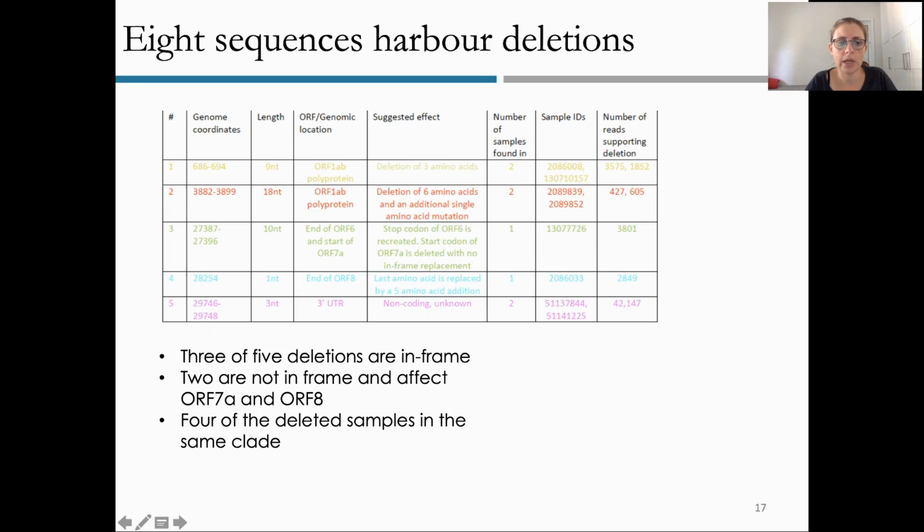I'm going to skip the sentence and just say that one hypothesis is that ORF7A is a gene that might be necessary only for replication in bats, not for replication in humans. And so what we think this means is that SARS coronavirus 2 might be prone to deletions.